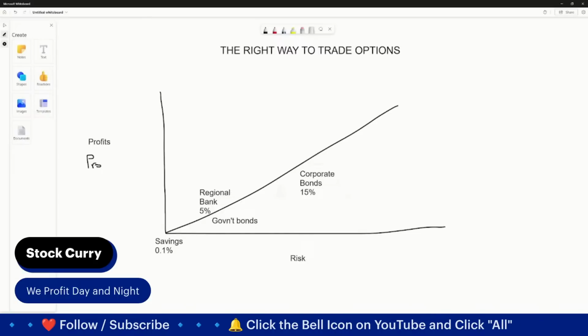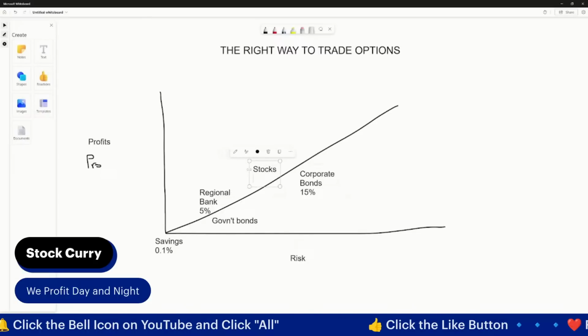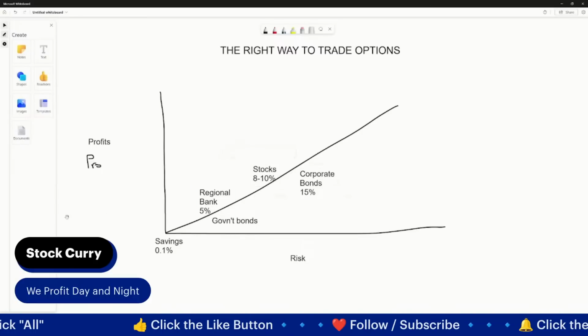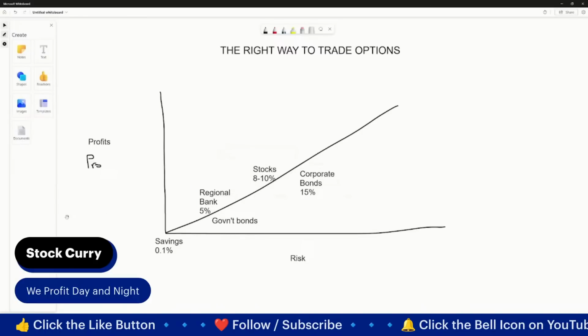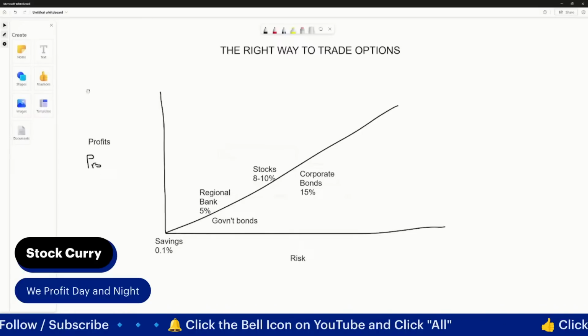And the stock market, on average, stocks average about, what do they average? 8 to 10%. So stocks are down here. There's a risk you could lose money. The stock could go down. But for taking on that increased risk, you're also going to get a higher profit.